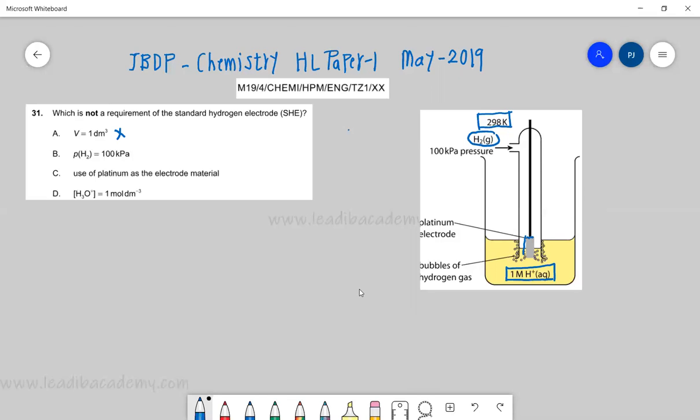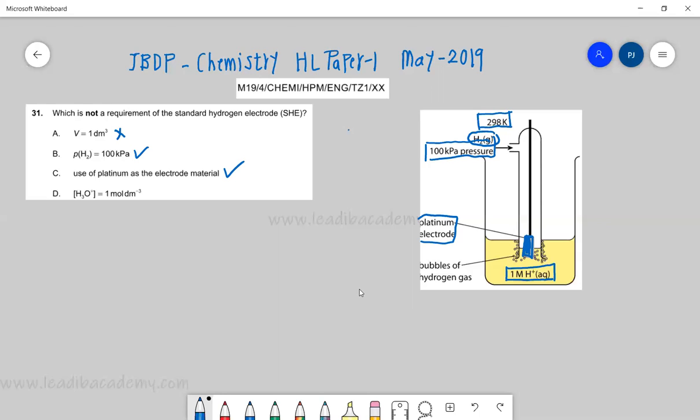Hydrogen pressure is 100 kilopascals. Absolutely, it is given. So yes, this is there. Use of platinum, is it mentioned? Yes, very much, the platinum electrode. So definitely it is there. And then H3O plus, 1 mole per dm cube. Are you seeing H3O plus anywhere?